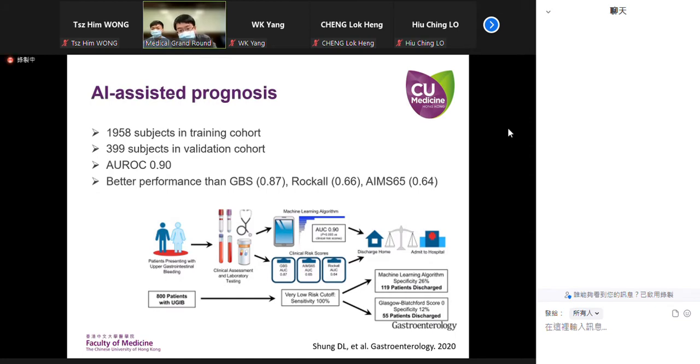So in this particular study, they compared these machine learning models with the most commonly used clinical risk score, that is the Glasgow-Blatchford score. The AUROC is better than the GBS, than the Rockall score, and also than the AIMS65 score. So it helps to discriminate whether the patient has a low risk and can be discharged home to save some hospitalization costs as well.